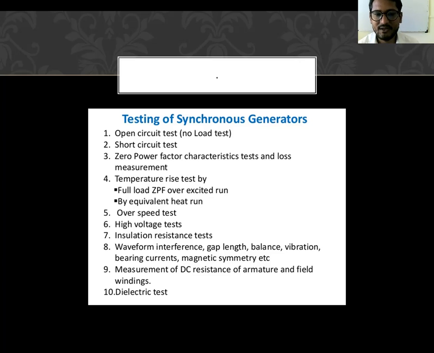This temperature rise test is divided into two types. First is the full load, zero power factor overexcited run, and second is the equivalent heat run. Then number 5 is the overspeed test, and number 6 is the high voltage test. After that, number 7 is the insulation resistance test, and number 8 is waveform interference, gap length, balance, vibration, bearing current, and magnetic symmetry, etc. Number 9 is measurement of DC resistance of armature and field winding, and the last one is the dielectric test.